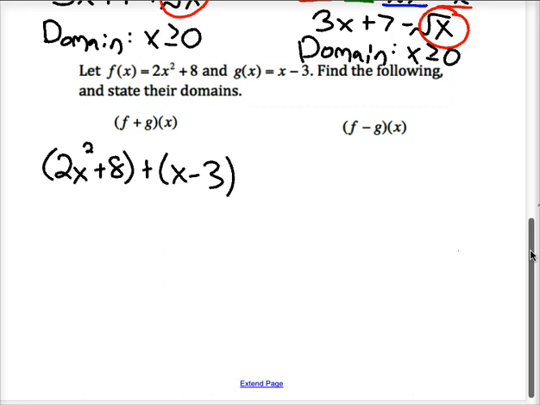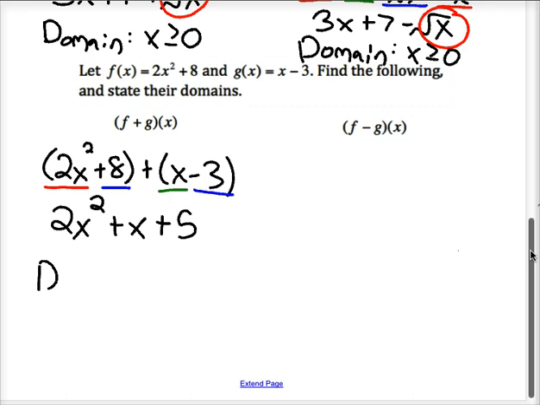When we're adding and subtracting, really all we're looking to do is combine like terms. So this 2x squared, looking at that, it doesn't have a like term. So I'm not going to combine it with anything. This x doesn't have a like term. So I'm not going to combine it with anything. I have 8 and a minus 3. Those are like terms. So those I'm going to combine to give me a positive 5. And now that I've combined my like terms, now that is the end.